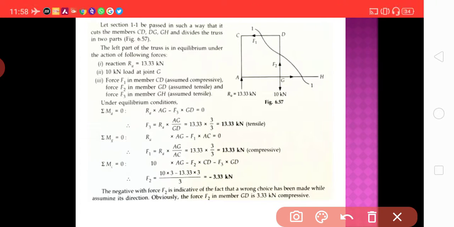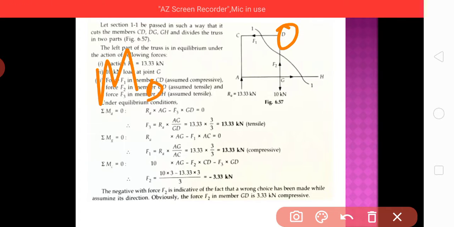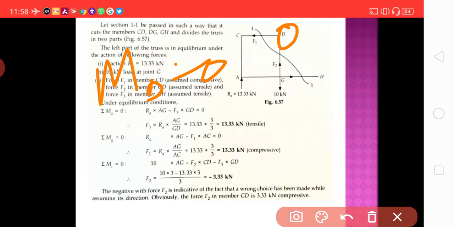Taking moment about the point D here. We are taking moment about D. This is MD. So RA into AG minus F3 into GD, which gives F3 equal to RA into AG upon GD, which comes out to be 13.33 kilonewton.